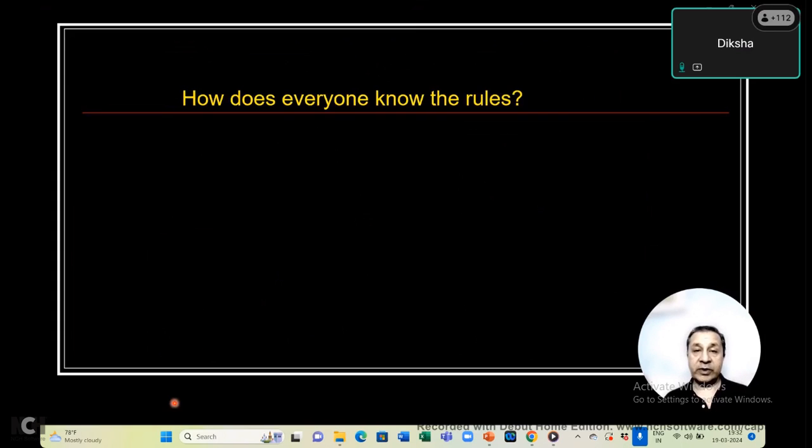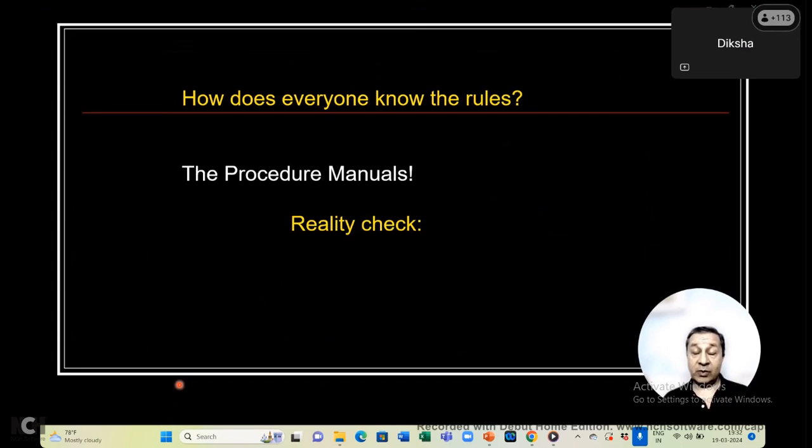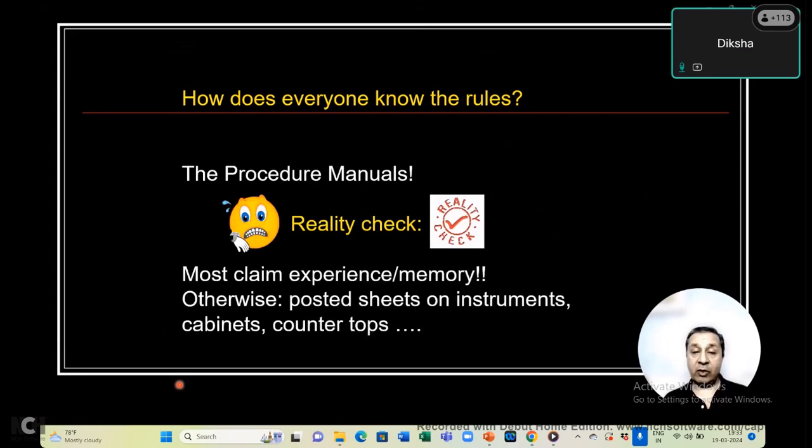In fact, this was a question which was asked during our assessment by the assessor. And most of the time people would say procedure manuals, but in reality, what does one come across? One comes across the fact that a lot of people just claim that most of the rules they follow are in their memory, and sometimes others might say that it's posted on the instruments, cabinets, or countertops. But in all practical reality, rules will need to be defined within the instrument itself, which will help you to do automated slide making and staining, and it will also help you to ensure that you are taking the right information to reduce the burden at your laboratories.